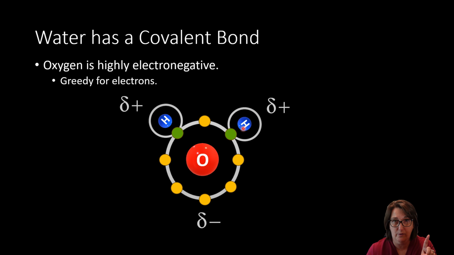Hydrogen has 1 proton and 1 electron. Hydrogen has donated its electron to oxygen. So hydrogen now just has a proton. There's no electrons, so hydrogen just has a positive charge. This hydrogen's going to do the same thing, and that one's also going to have a positive charge.